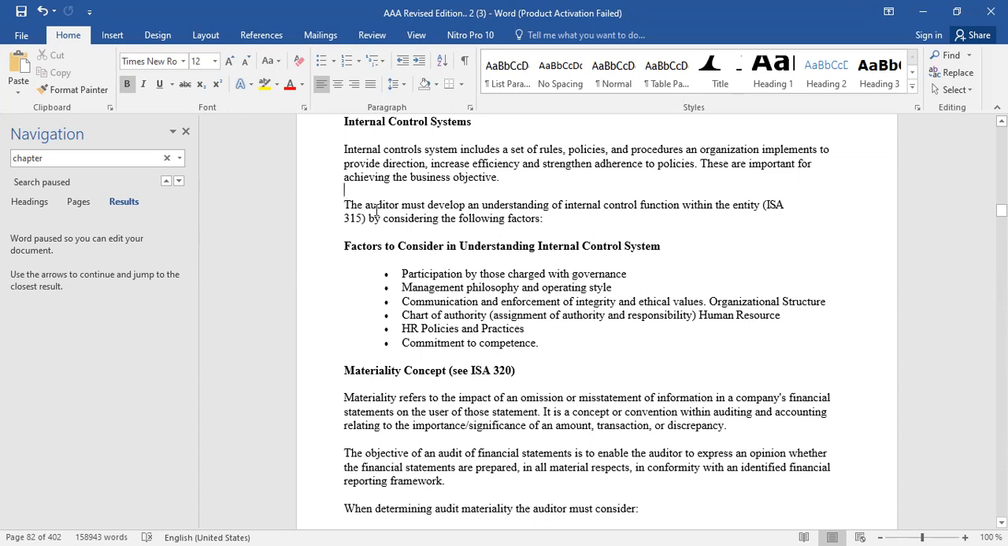So ukisikia according to ISA 315, unaanza kustuka. No, they are not even important. These ones are not even important. What is important is the question now. Factors, in fact, you can even wrap these other ones. Then you just start from reading these factors to consider in understanding internal control system. What do you need to take into account for you to understand the internal control systems?